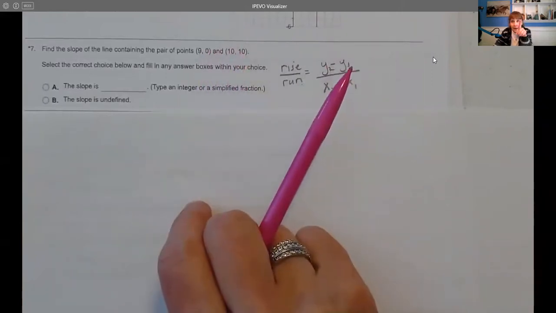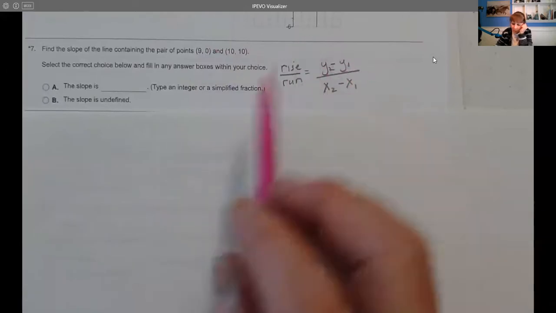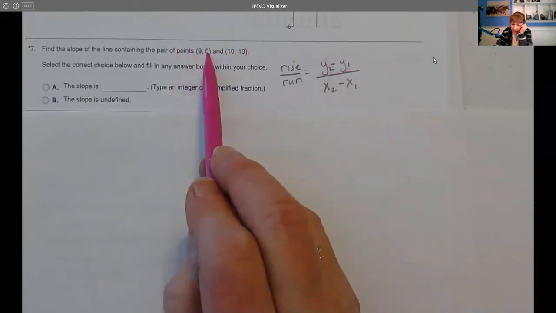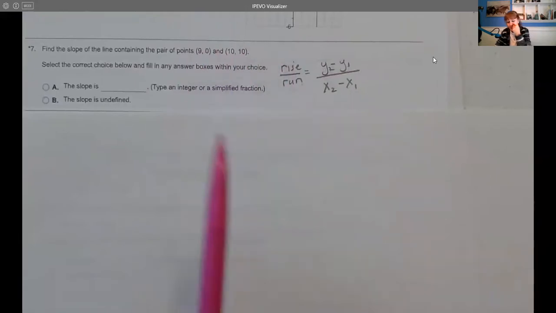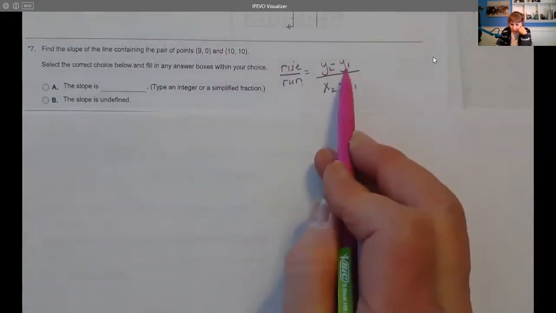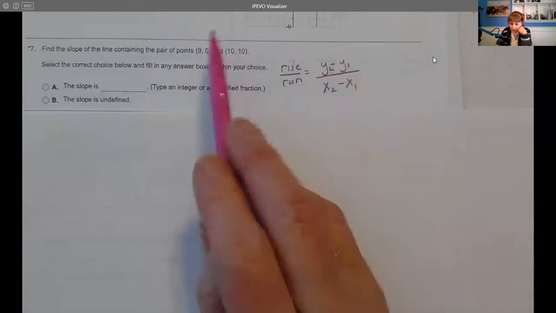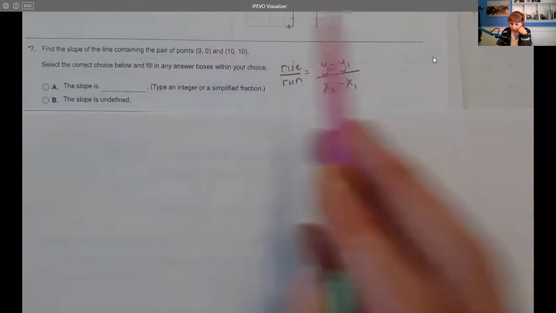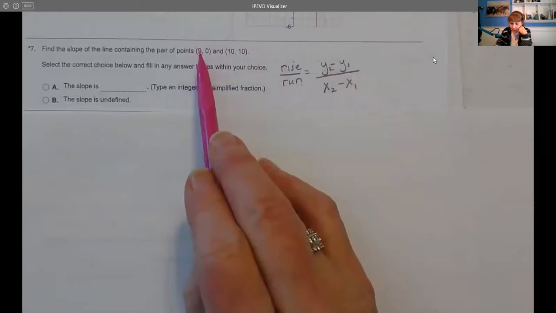All right. And then I've had some students that just want to take 9 minus 0 over 10 minus 10, and that's not right, because you want the y coordinates, and the y's are the second numbers and the x's are the first numbers.